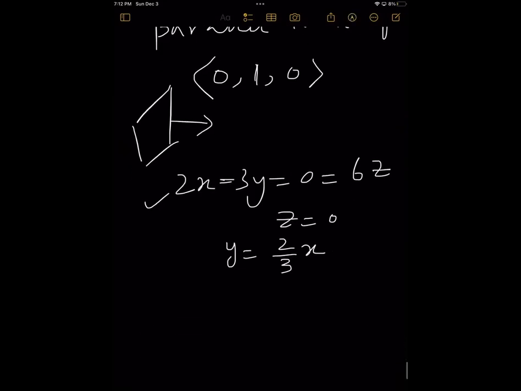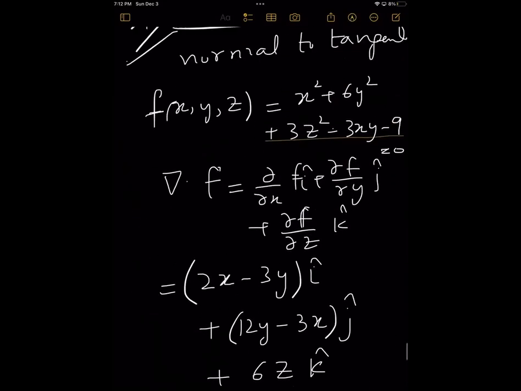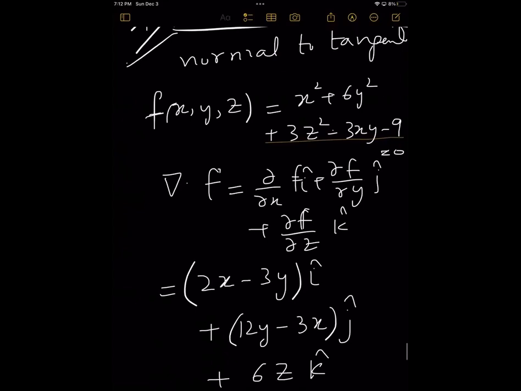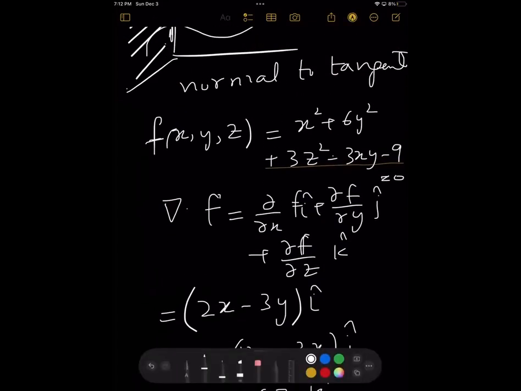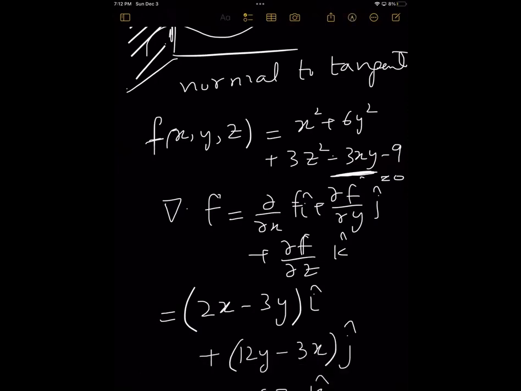Sorry, do you mind going up quickly? I'm trying to figure out the gradient, why you put the negative 3y into the i and the negative 3x into the j. Here we have minus 3xy. When I differentiate it with respect to x, it becomes minus 3y, and when I differentiate it with respect to y, it becomes minus 3x. Oh, okay, you're differentiating the whole equation. Yeah, I understand.